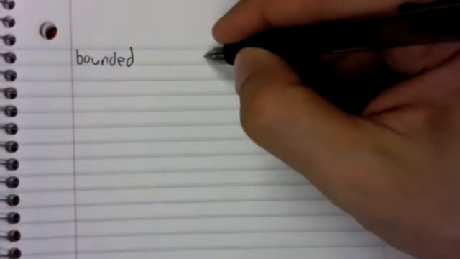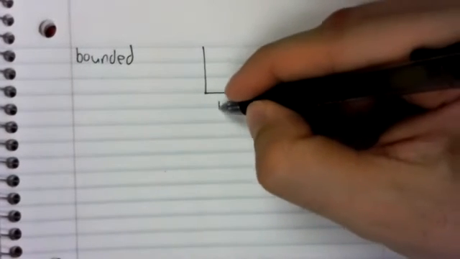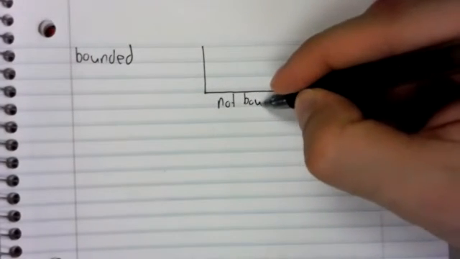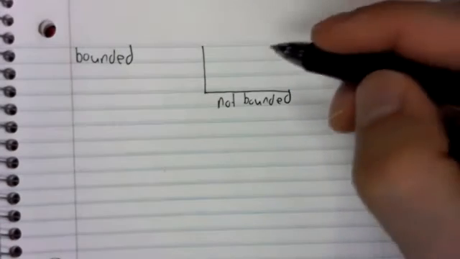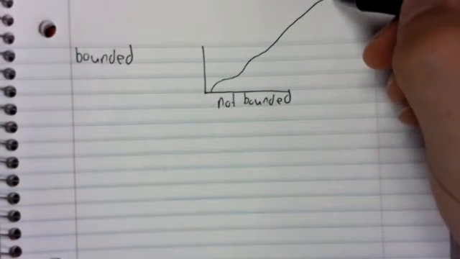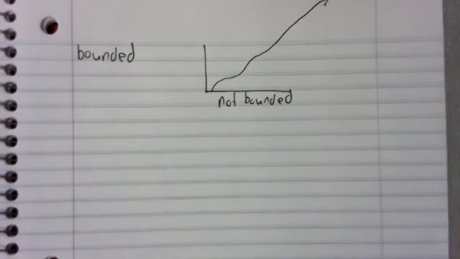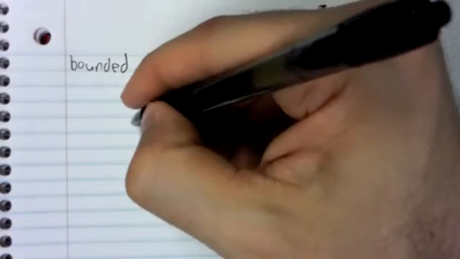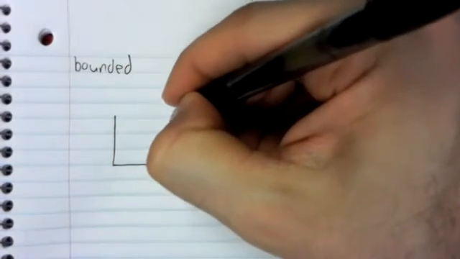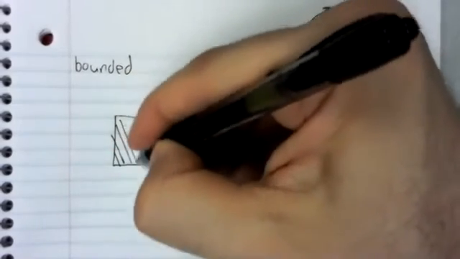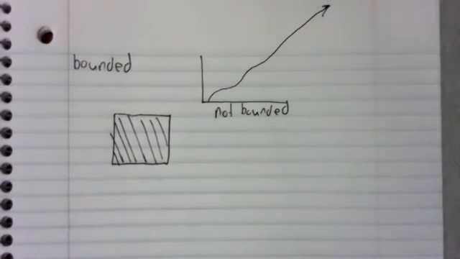And a region is bounded if, well, if it's bounded. So the first quadrant is not bounded because it goes off infinitely far in this direction. But something like a circle or a square is bounded.